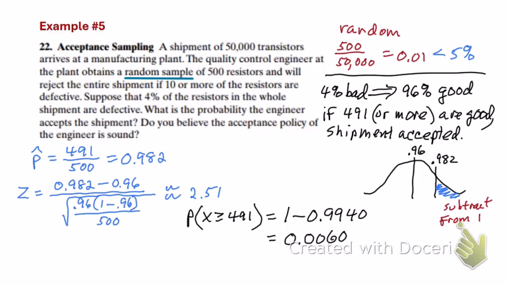Now, y'all, suppose we're the manufacturing company that's sending these transistors to a manufacturing plant, and this person is rejecting 994 out of every 1,000 we send them. Are we happy? No. And so the last part of the question says, do you believe this acceptance policy is sound? Well, are they making a good decision?